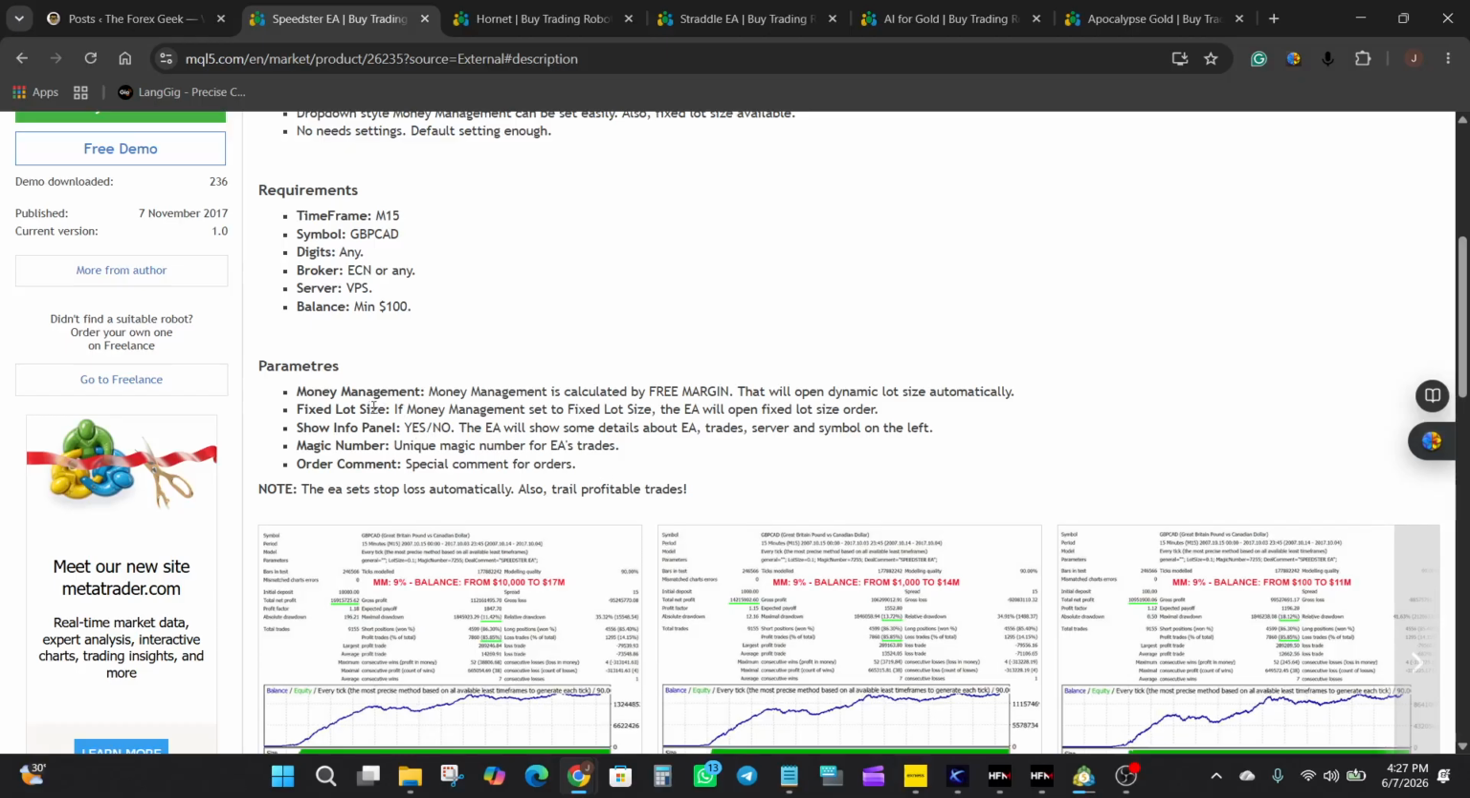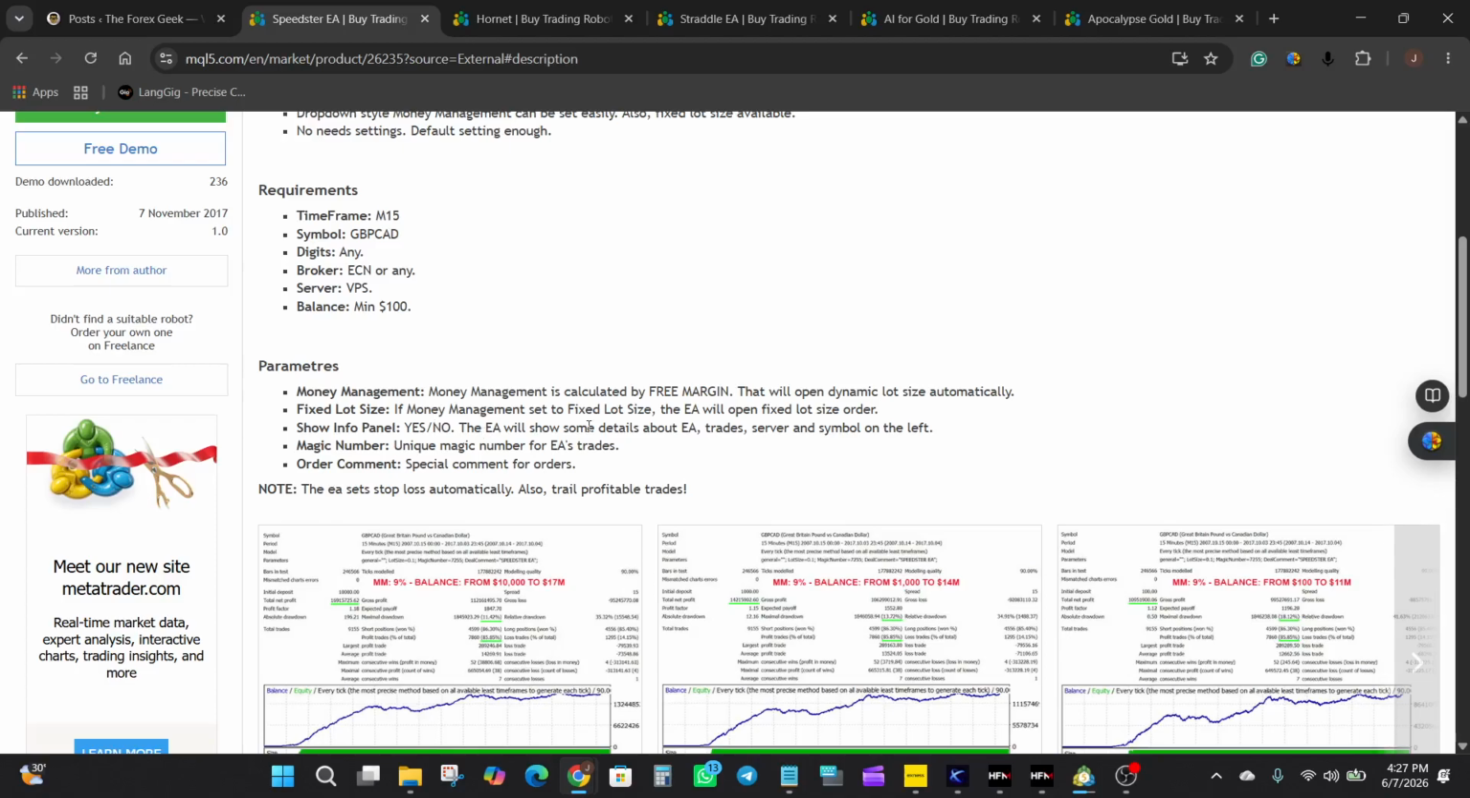Another useful feature is the information panel display, which can be enabled or disabled on the chart. This shows details about the EA, current trades, server status, and symbol information directly within the trading window. Alongside that, there are standard configuration inputs like magic number and comments, which help manage multiple systems running on the same account.